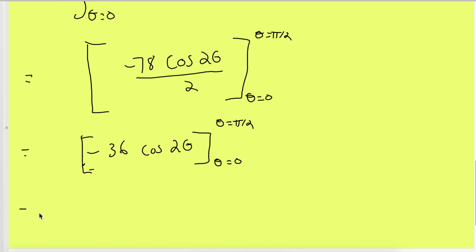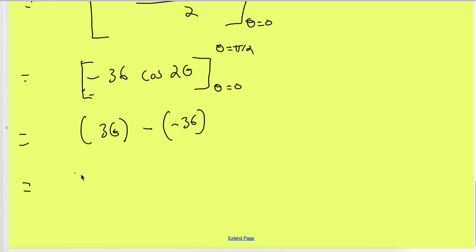Right, so that's going to be negative 36 times cos pi, take away negative 36, which is 72 units cubed.